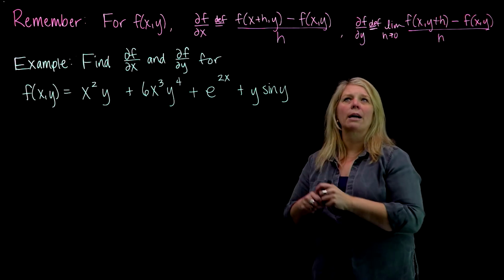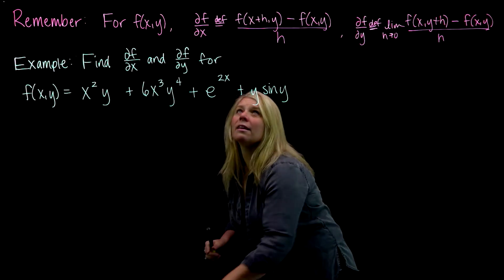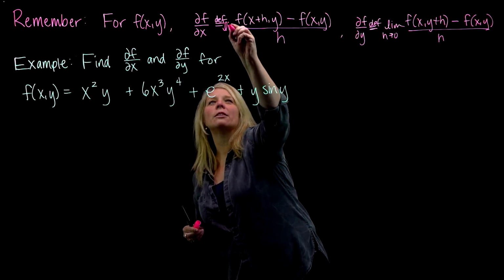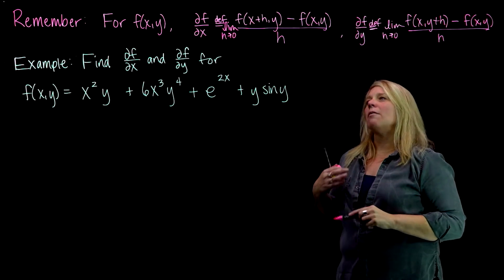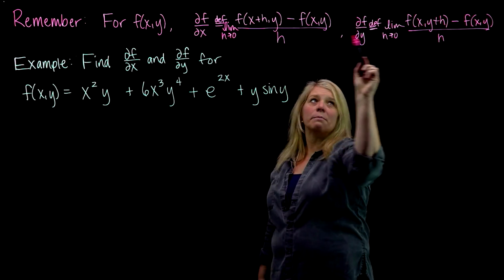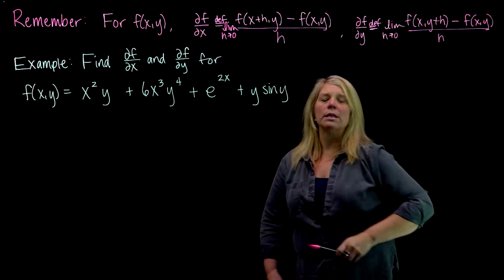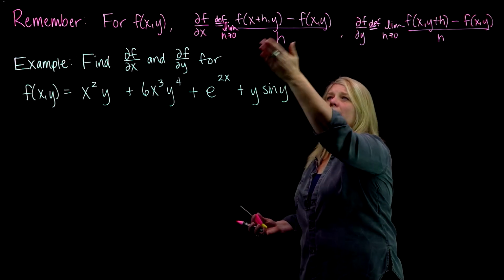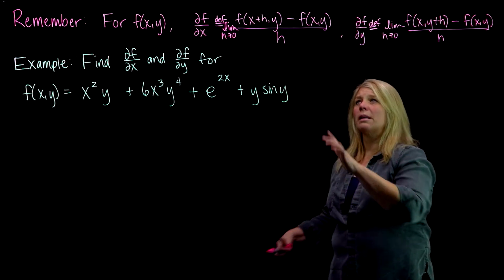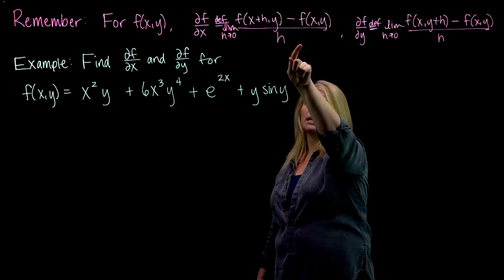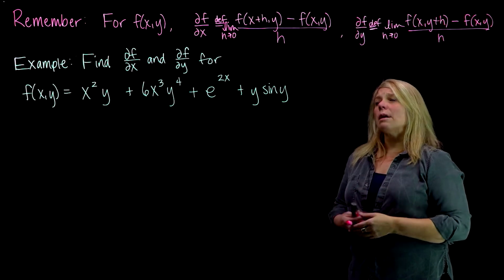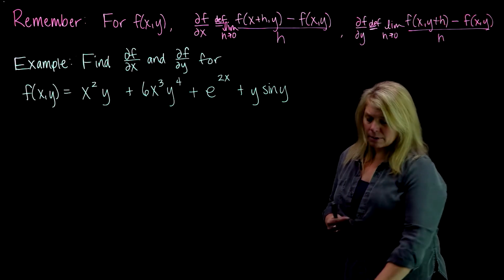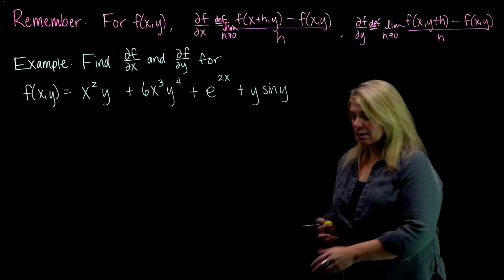This is connected back to what you learned in Calc 1 about the limit of the difference quotient. So change in output divided by change in input, remembering that this denominator is really x plus h minus x, but the x's cancel.